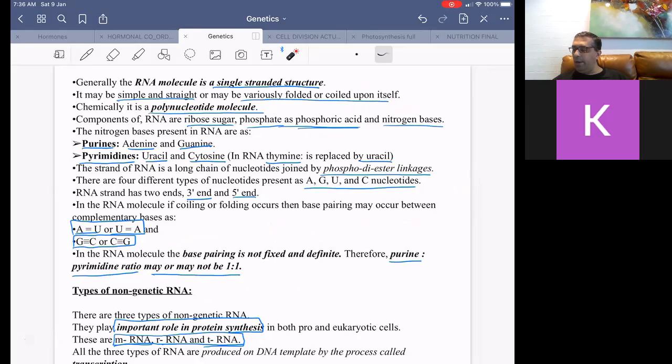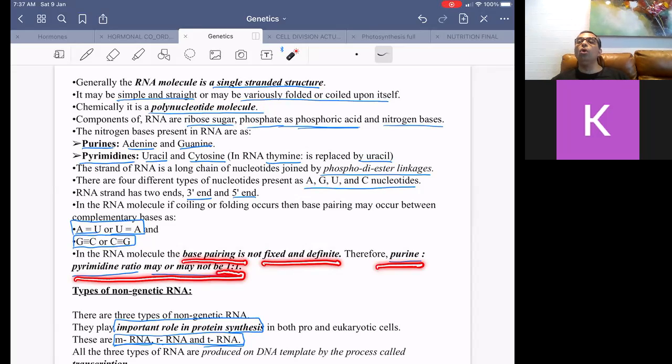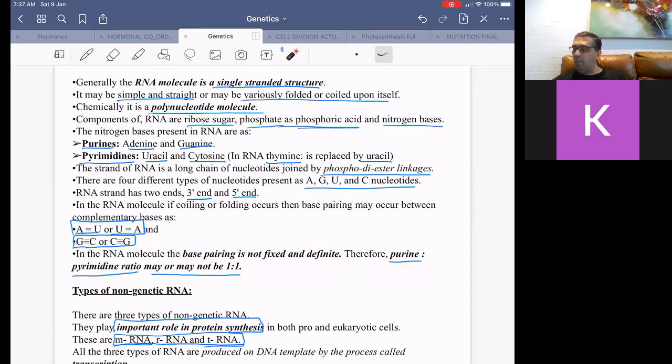And in the RNA molecule, base pairing is not fixed and definitive. So in it the purine pyrimidine ratio may or may not necessarily be 1:1. In DNA, there is a definitive purine pyrimidine ratio of 1:1. Chargaff's rule is always true in case of DNA. In RNA, the purine pyrimidine ratio may or may not be 1:1. Chargaff's rule is not necessarily true in case of RNA.